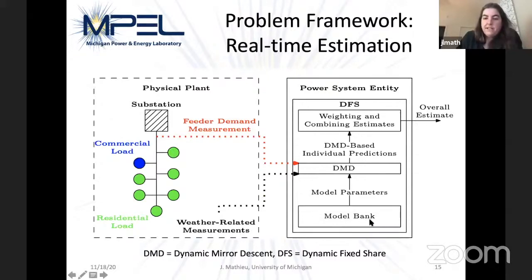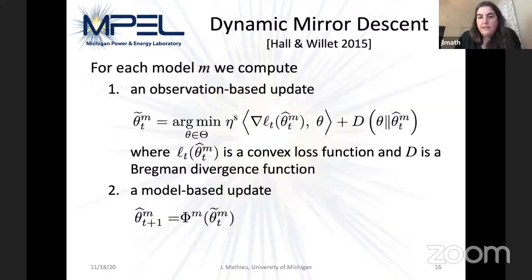So all the models exist in a model bank. And for each of the models in that model bank, we apply this algorithm, dynamic mirror descent, to come up with individual predictions of the aggregate air conditioner load. We do that for each of the models. And then we send those predictions to this other algorithm, dynamics fixed share, which combines those estimates by basically weighting models based on their historical performance. So that's how this overall approach works. And then mathematically, this is what it looks like.